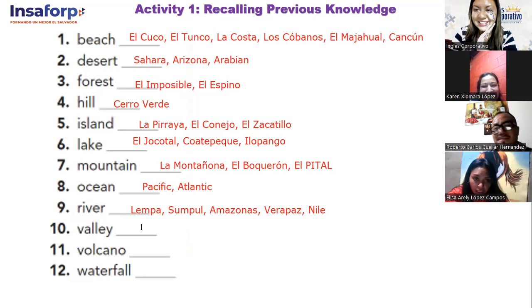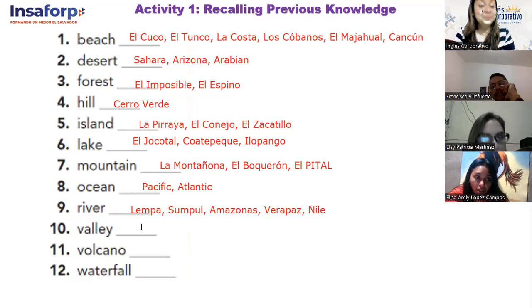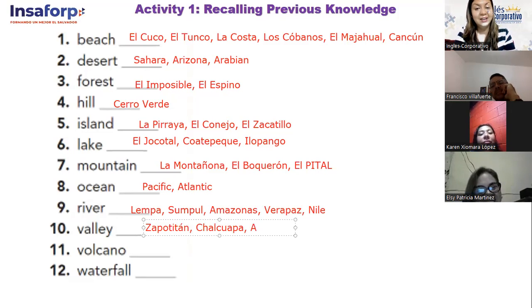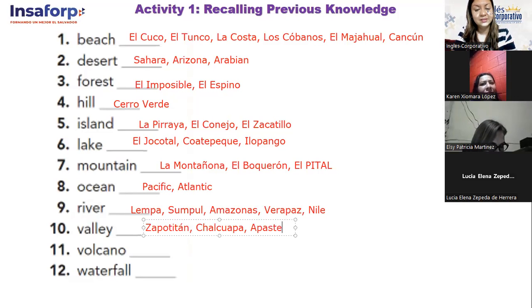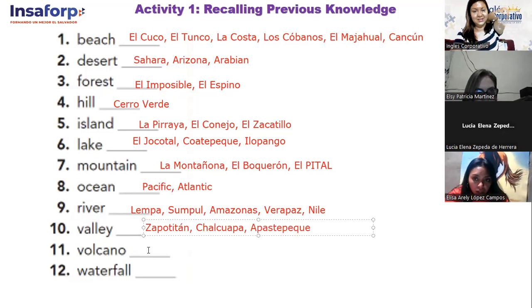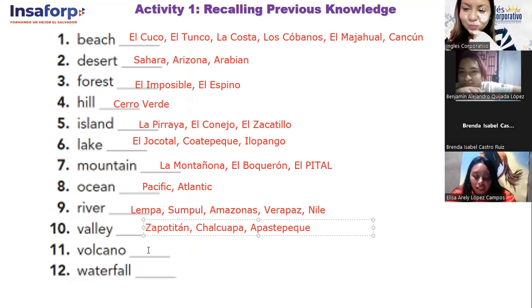The valley. We have valleys, teacher. For example, Zapotitán. Great. Chalchuapa. Apastepeque, Tecoluca. Chalchuapa is a city, not a valley. It appears as a valley to me. No, we are a city. Okay. It's not fair. Thank you for googling the information. Chalchuapa or Chalcuapa.